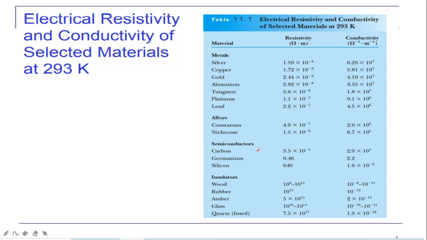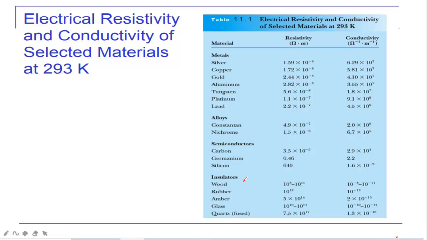Let's come to the semiconductors and talk about germanium, silicon and carbon. Germanium has resistivity 0.46 ohm meter and conductivity 2.2 ohm inverse meter inverse. There is not much difference between them. That is why it is a semiconductor. It may be an insulator or it may be a conductor.